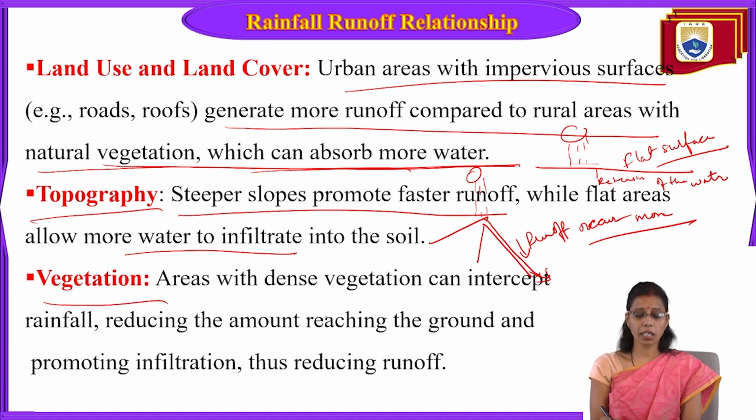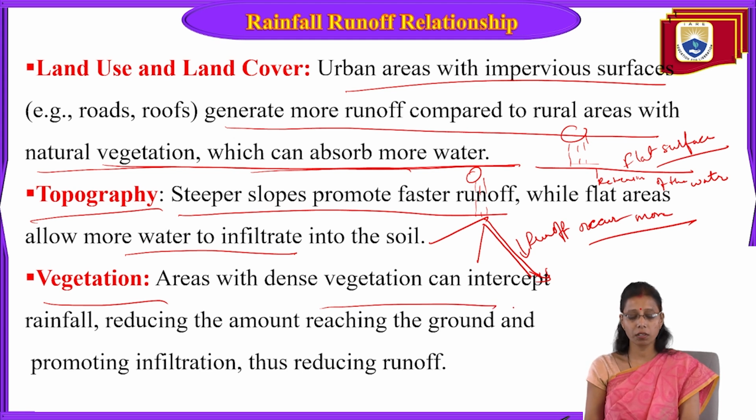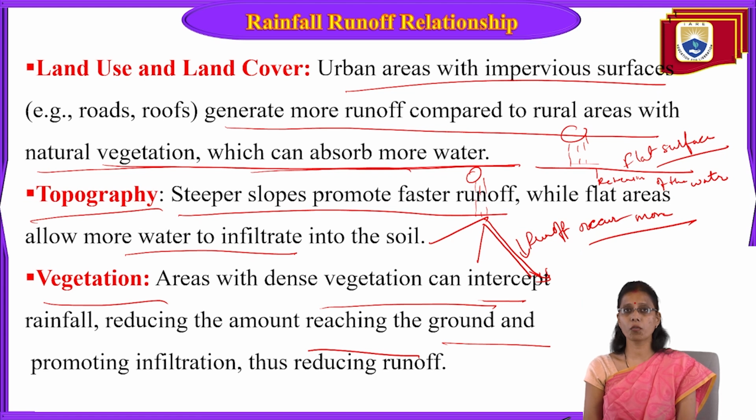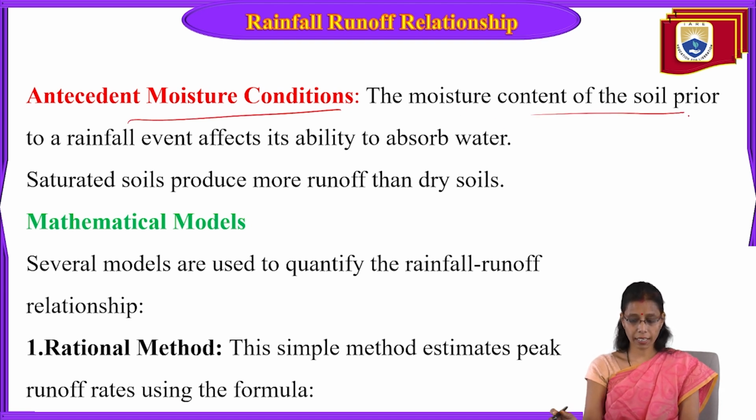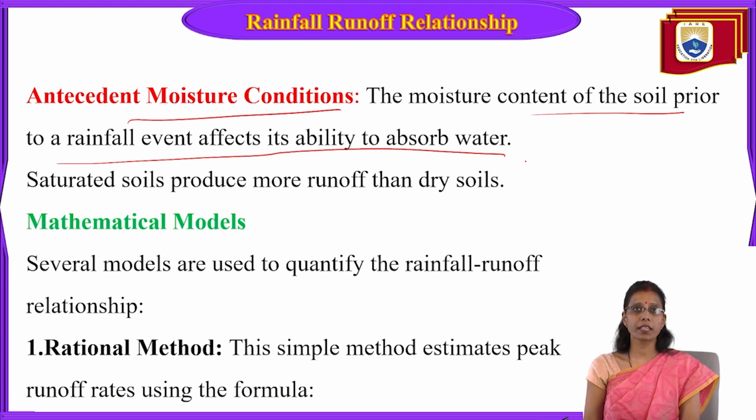Now vegetation. Areas with dense vegetation can intercept rainfall, reducing the amount reaching the ground and promoting infiltration, thus reducing the runoff. Now antecedent moisture conditions. The moisture content of the soil prior to the rainfall event affects its ability to absorb water. Saturated soils produce more runoff than dry soils.